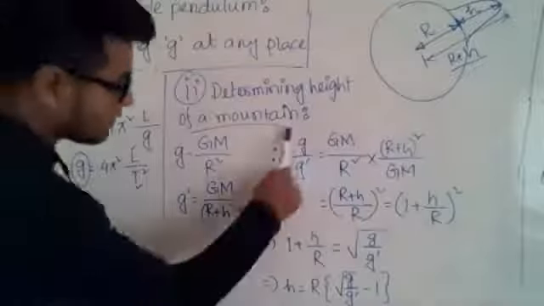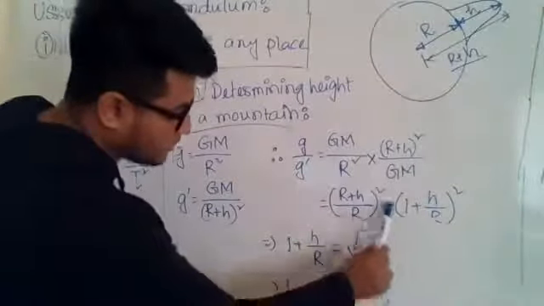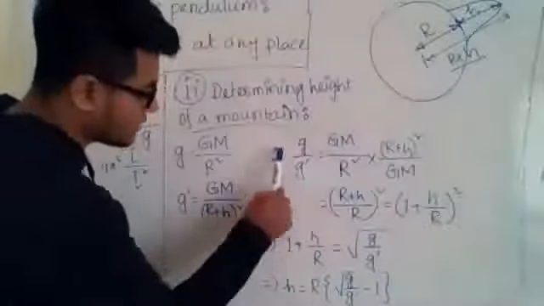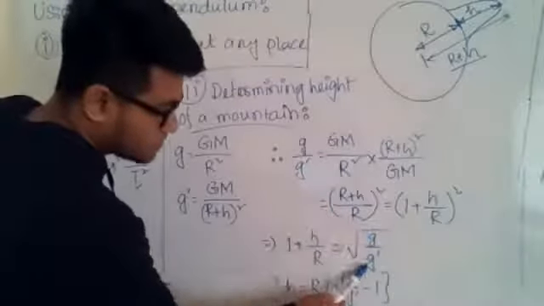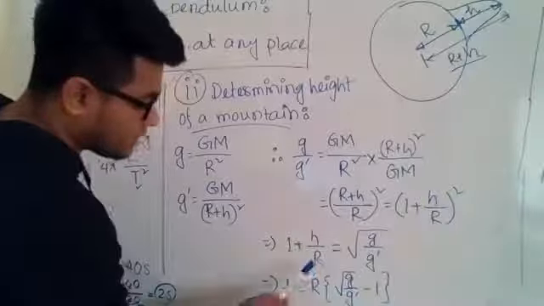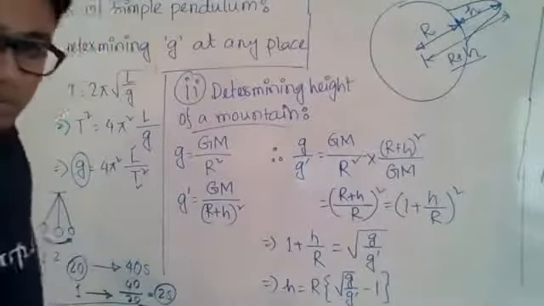Oh, these two lines. Okay. See, from g by g prime is equal to 1 plus h by r whole square. Now, if I take a square root on both the sides, it will be root over g by g prime. And the root will be cancelled, balanced by the square, so it will be 1 plus h by r only.